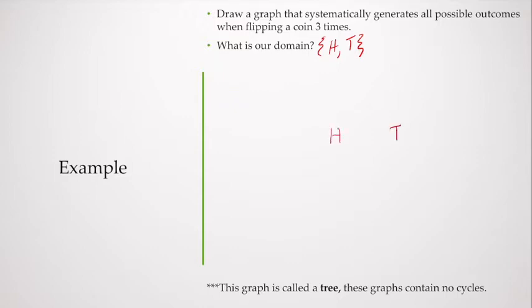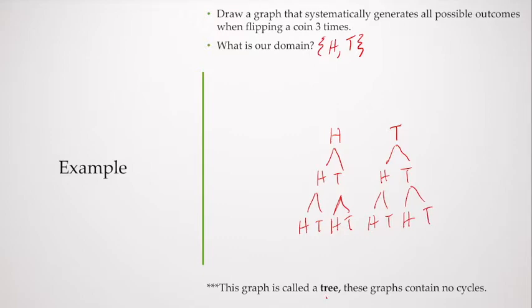first I get heads or tails, then I get heads or tails, right? Then I flip it again, and for each of these options I get heads or tails. And we would use this to figure out what all 8 possible outcomes were. This graph is an example of a tree.